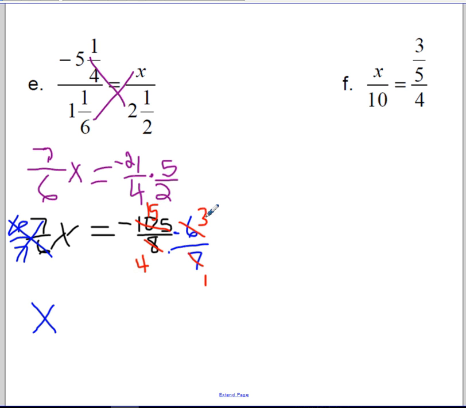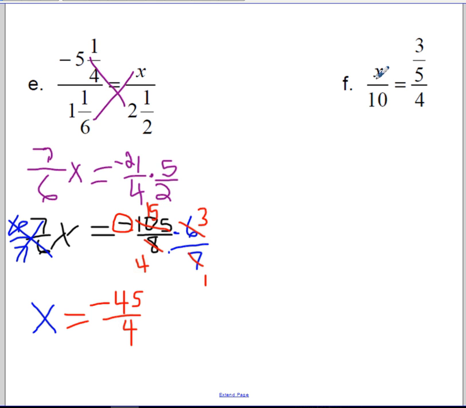So we have 15 times 3, which is 45 across the top, and 4 times 1, which is 4 across the bottom. And I did not forget about this negative sign here. 1 negative stays in the answer. So x equals negative 45 fourths, or if you want to write it as negative 11 and 1/4, you can do that as well, as you know.